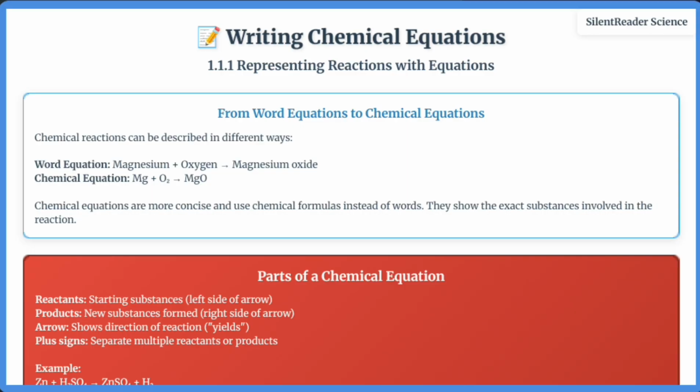However, we need to be careful. The equation Mg + O2 yields MgO isn't balanced yet. If we count the atoms, we have 1 magnesium and 2 oxygen atoms on the left, but only 1 magnesium and 1 oxygen atom on the right. The oxygen atoms don't match. This brings us to our next important concept: balancing chemical equations.